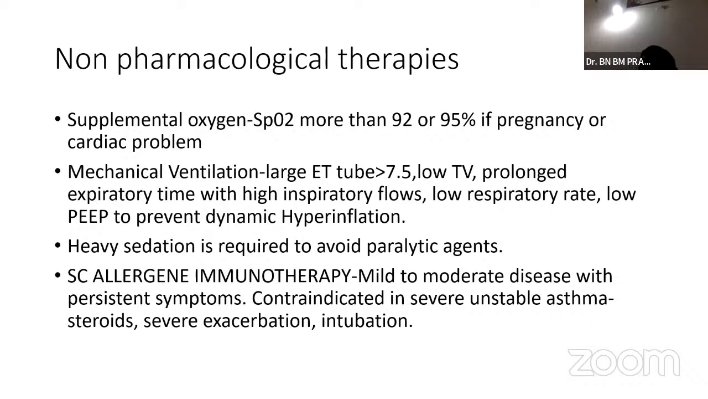And you should give low tidal volume. And you have to increase the prolonged expiration. The I:E ratio, the expiration should be prolonged to prevent dynamic hyperinflation and auto-PEEP. And then you have to increase the inspiratory flow. The rate should be low, inspiratory flow should be high. And then you have to have a low peak pressure to prevent dynamic hyperinflation.